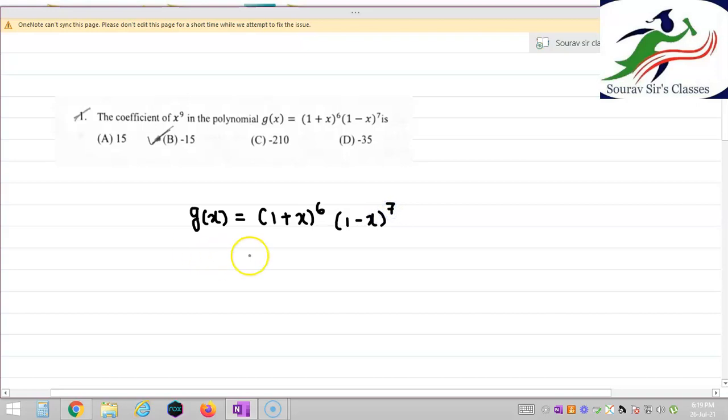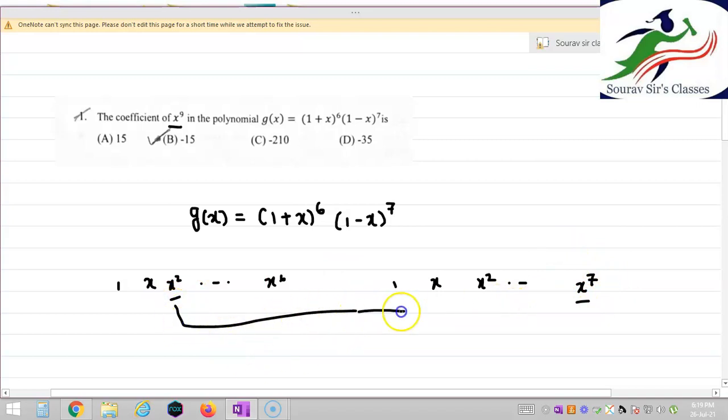We are going to use binomial expansion to expand (1 plus x) to the power 6 and (1 minus x) to the power 7. Expanding the first, you will get 1, x, x square up to x to the power 6. Expanding the second, you will get 1, x, x square till x to the power 7. We need the coefficient of x to the power 9. We get x to the power 9 when x square is multiplied by x to the power 7. This is one of the ways of getting x to the power 9.